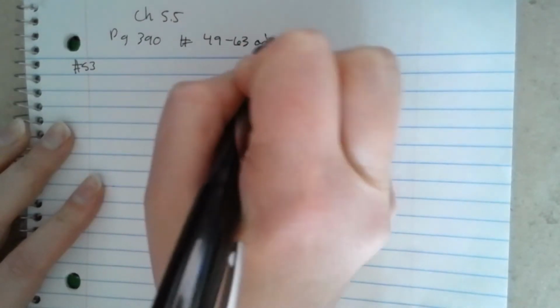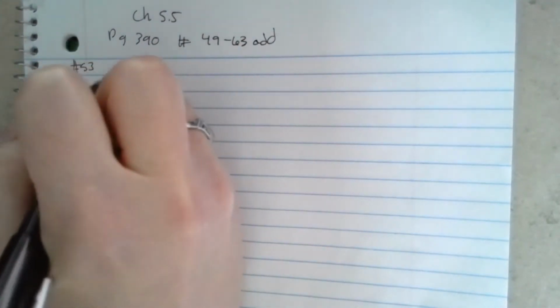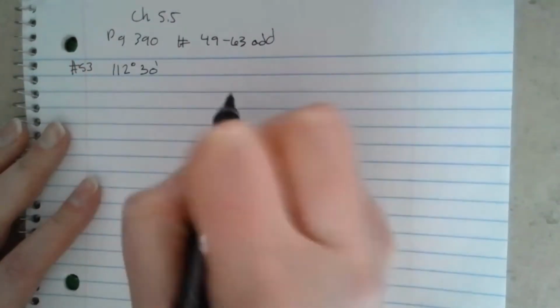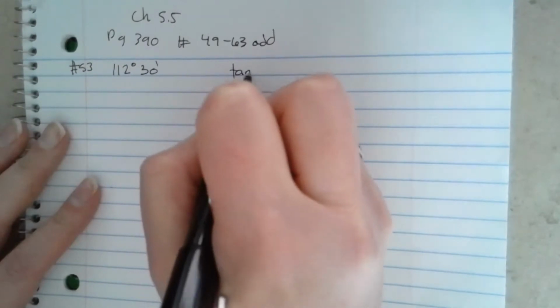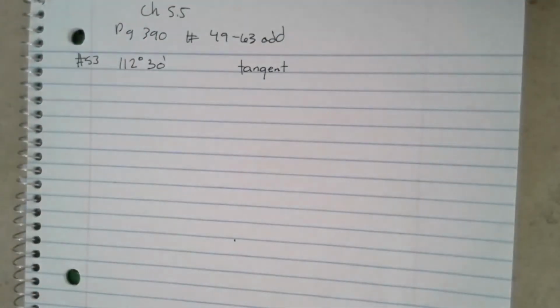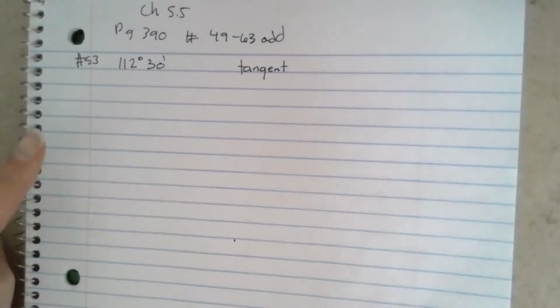This will be number 53 from page 390, chapter 5.5. This one starts with 112 degrees 30 seconds, and I'm just going to focus on the tangent. We're going to use the half angle to find the tangent of this angle.